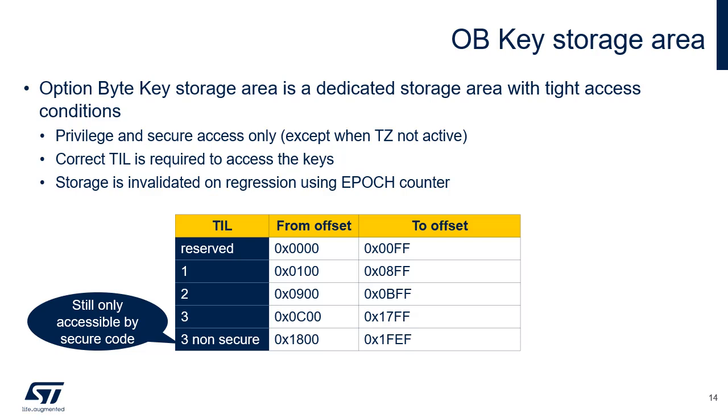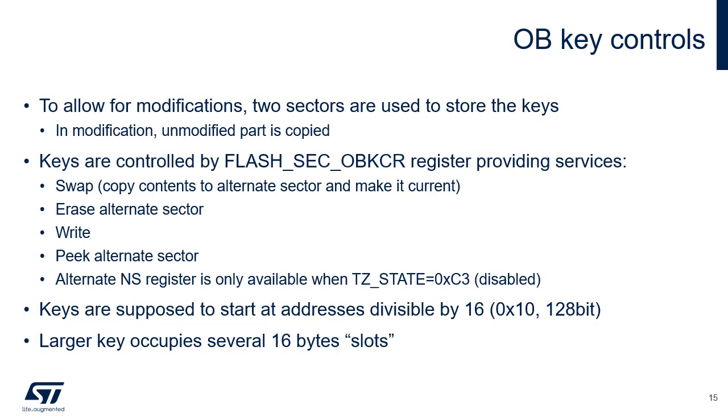Secure keys are placed in OBK sectors and protected by 9 bits of ECC. In case of tamper, all keys are read as zeros. The OBK uses two dedicated flash sectors. One is used as working, while the other stages the modifications. When the contents update is completed, they switch places.